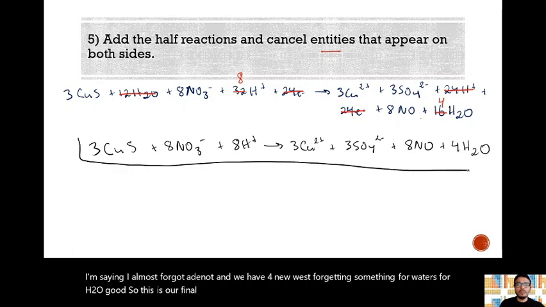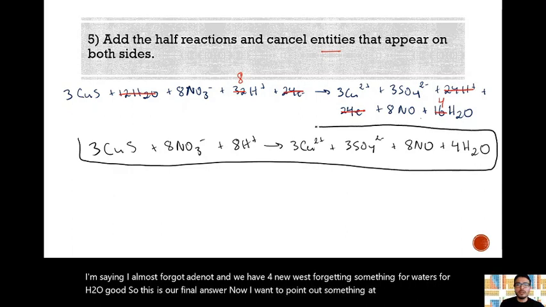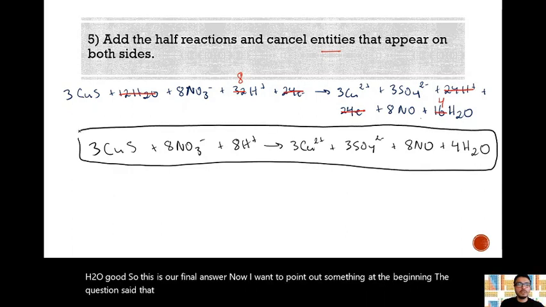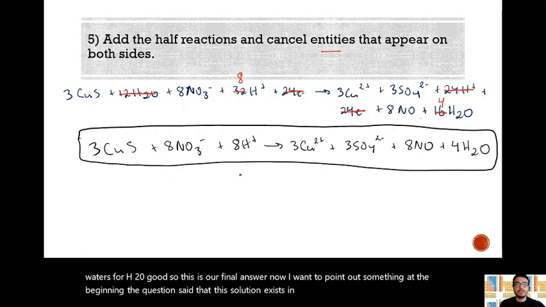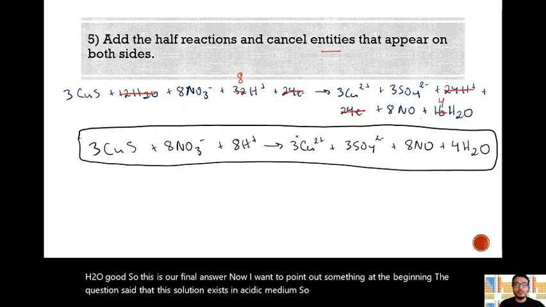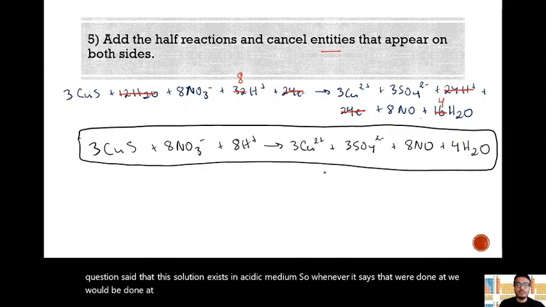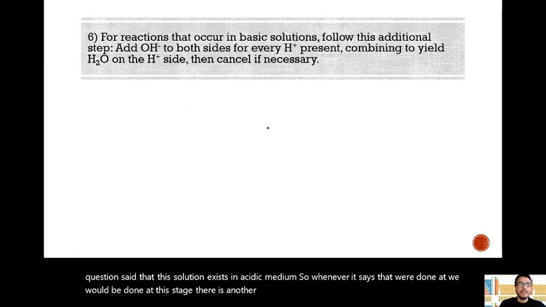Now I want to point out something. At the beginning the question said that this solution exists in an acidic medium. So whenever it says that, we would be done at this stage. There is another step, a 6th step. So it says 4 reactions that occur in basic solutions. This question did not say basic, it said acidic.